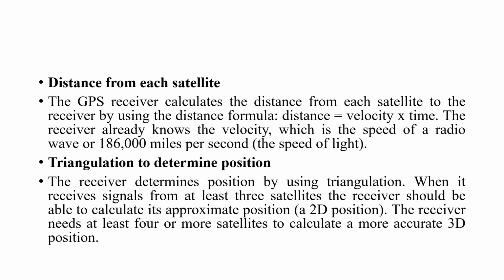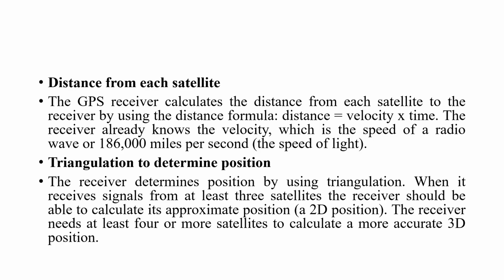Next is the distance from each satellite. The GPS receiver calculates the distance from each satellite to the receiver by using the usual formula: distance is equal to velocity times time. The receiver already knows the velocity, which is the speed of the radio waves, around 186,000 miles per second, which is nothing but the speed of light.